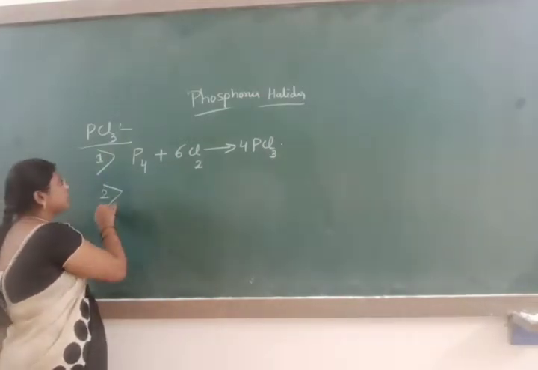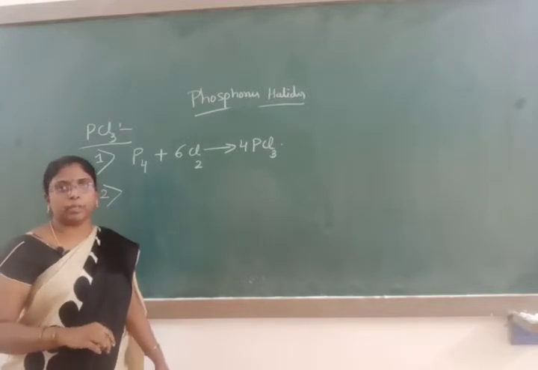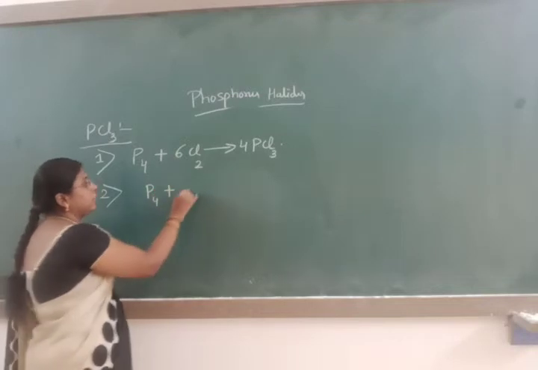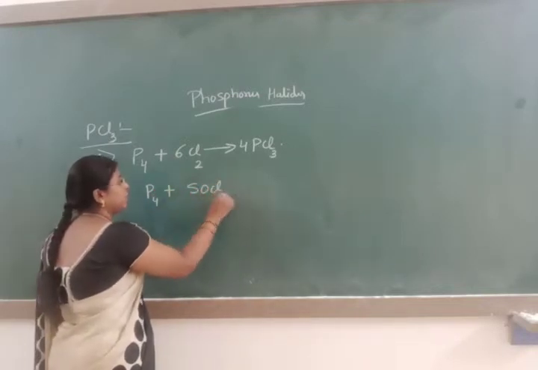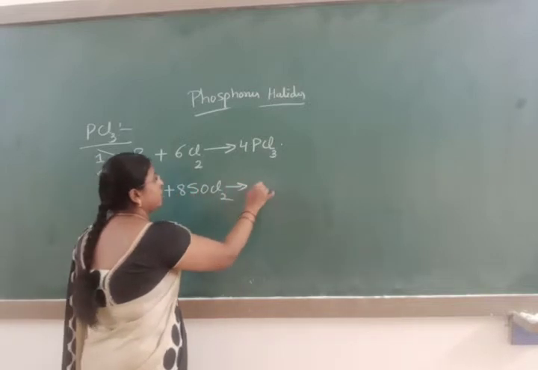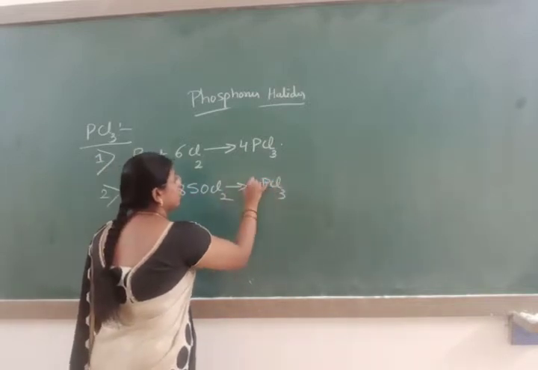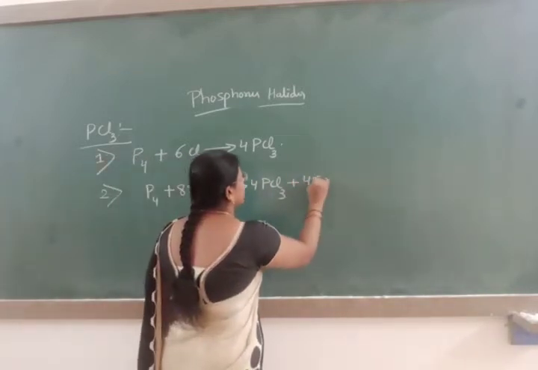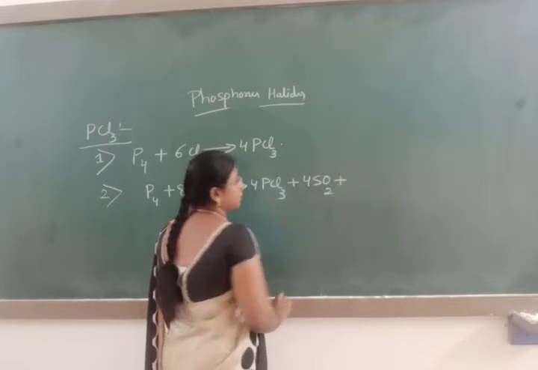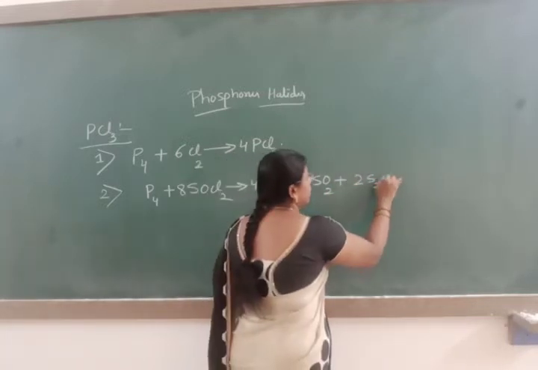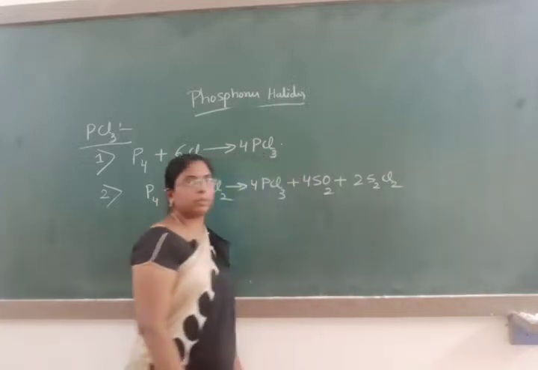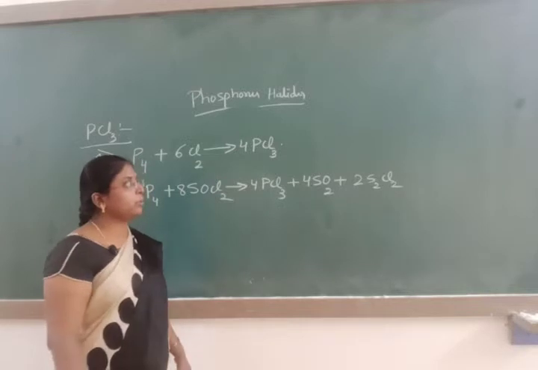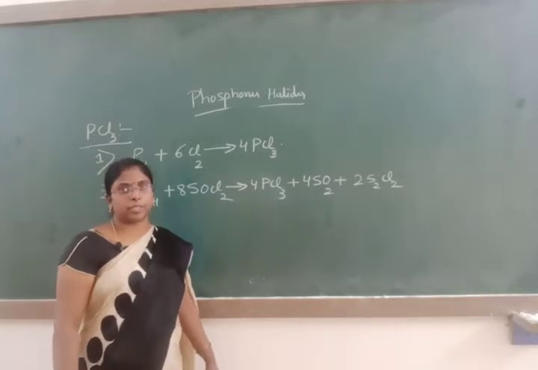The second method of preparation of phosphorus trichloride uses thionyl chloride. When white phosphorus is treated with thionyl chloride, SOCl2, we get phosphorus trichloride. Along with phosphorus trichloride, you get sulfur dioxide as well as S2Cl2, which is known as dichlorodisulfide. These two are the methods of preparation of phosphorus trichloride.